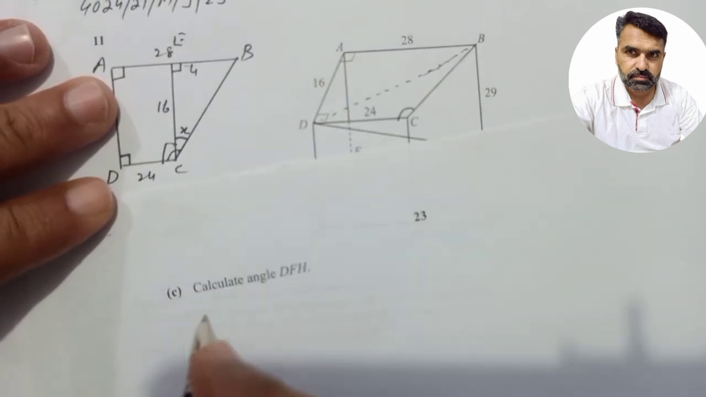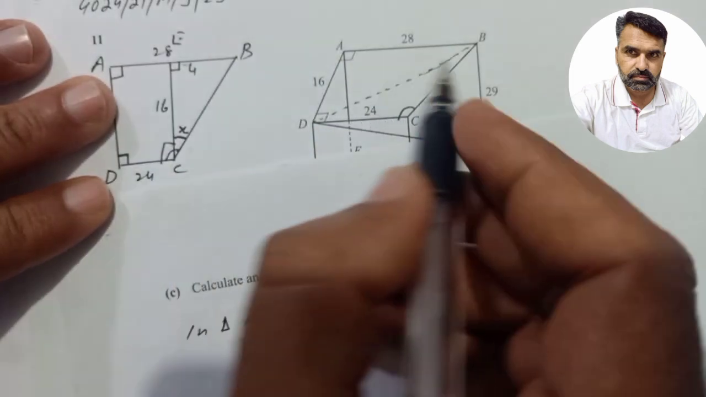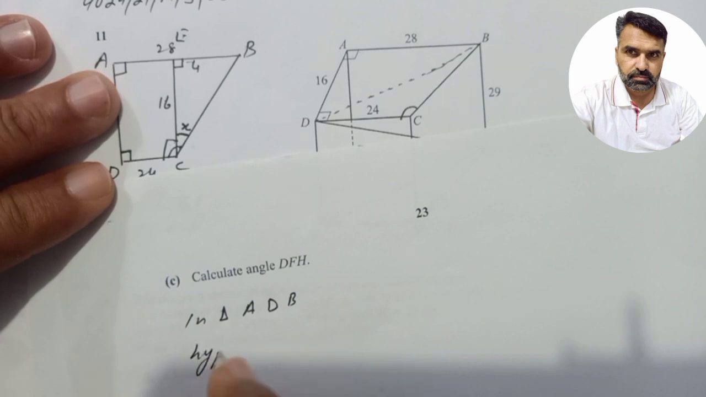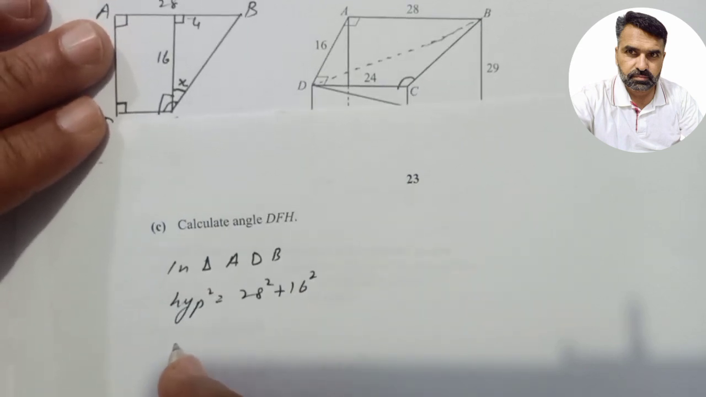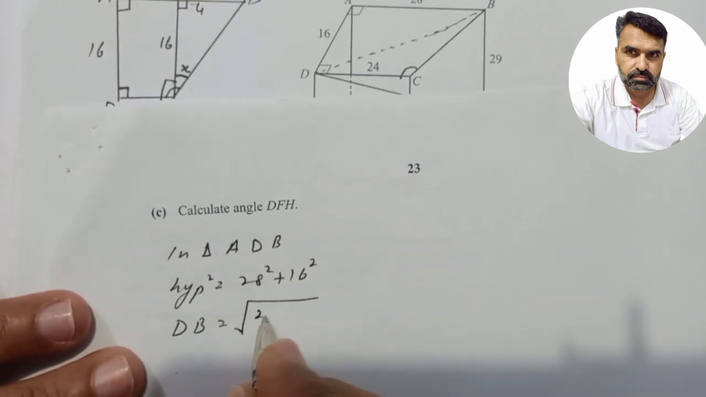So students, when we draw this triangle, first we will find the value of DB. So in triangle ADB, it is right angle. So students, hypotenuse square is equal to 28 square plus 16 square, and hypotenuse or DB will be under root 28 square plus 16 square, and it is 32.25. 28 square plus 16 square and the value of DB is 32.25 centimeter.